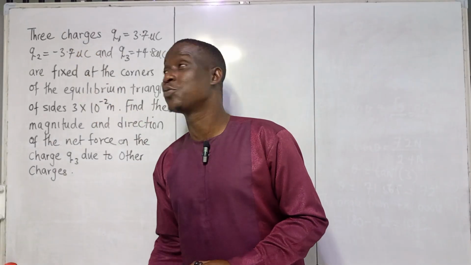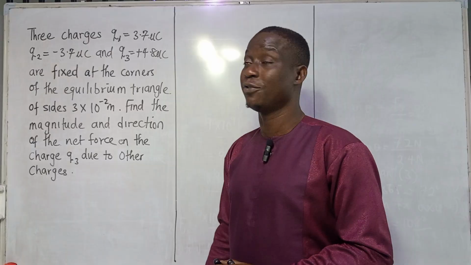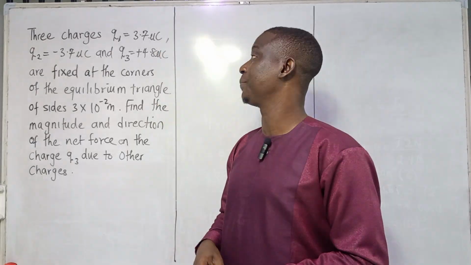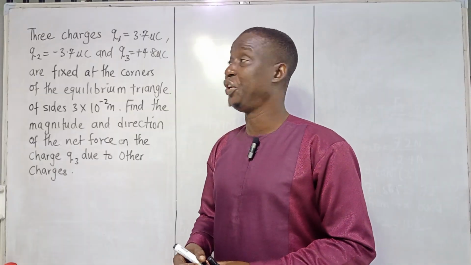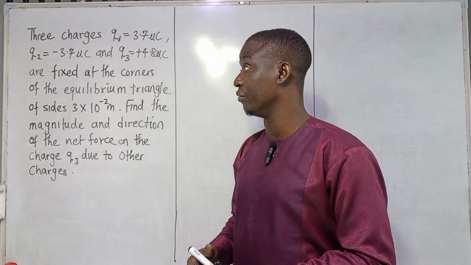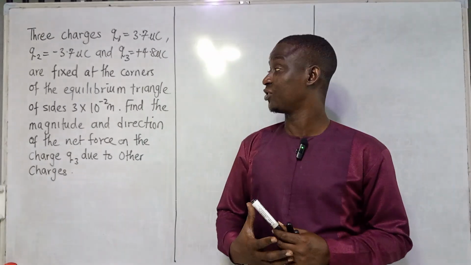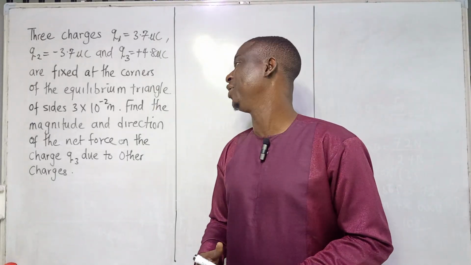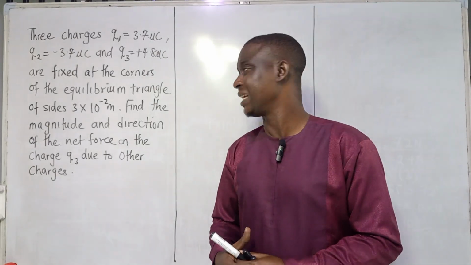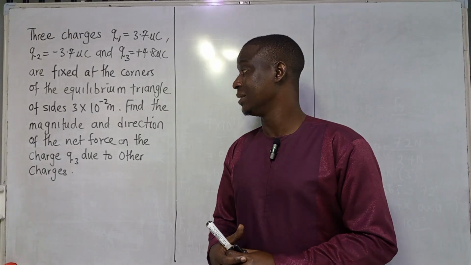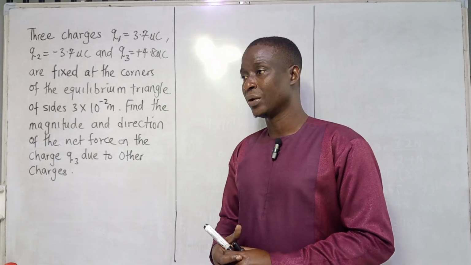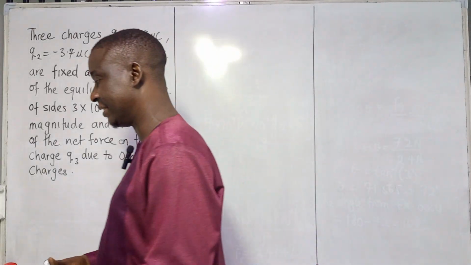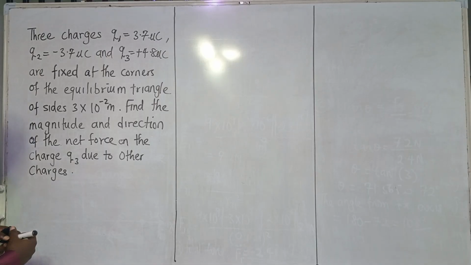Now, the question says three charges, Q1 equal to 3.7 microcoulombs, Q2 equal to minus 3.7 microcoulombs, and Q3 equal to 4.8 microcoulombs are fixed at the corners of an equilateral triangle of side 3.0 times 10 to the power minus 2 meter. It says find the magnitude and the direction of the net force on the charge Q3 due to the other charges. Now, we want to solve this problem.